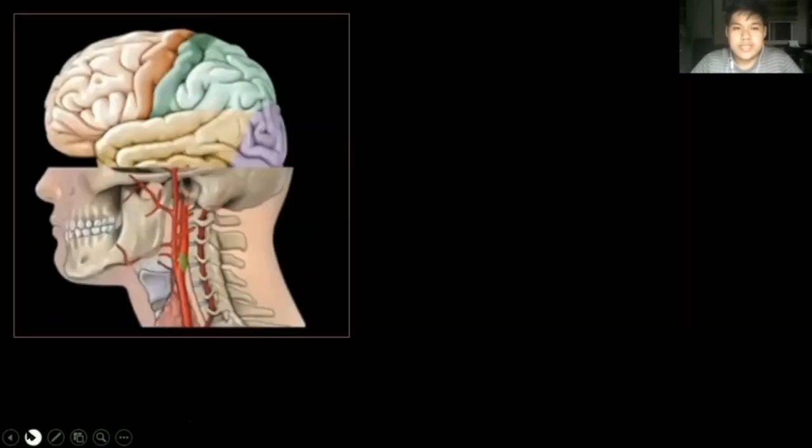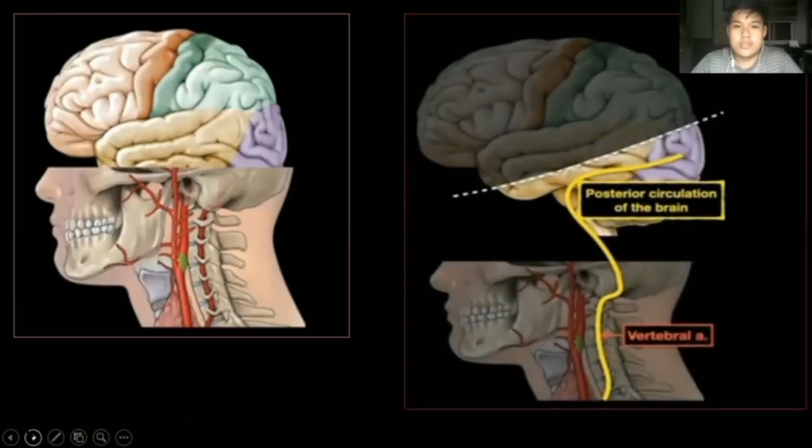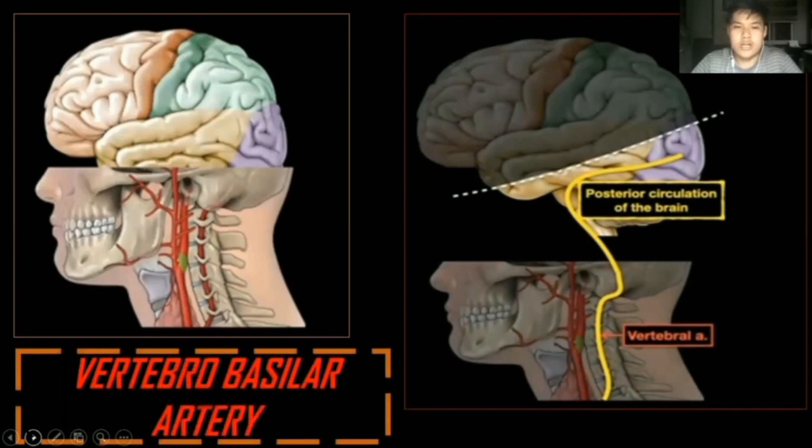In this next picture, this shows the path where the vertebrobasilar artery goes. So in this picture, this vertebral artery ascends up, and once it hits the foramen magnum and joins to become the basilar artery, they supply the posterior circulation of the brain. So this blood vessel supplies the brainstem and cerebellum, or in short, the posterior circulation of the brain.